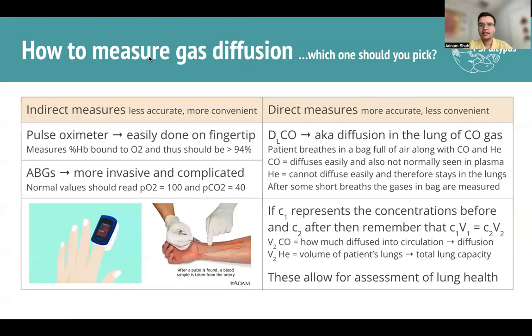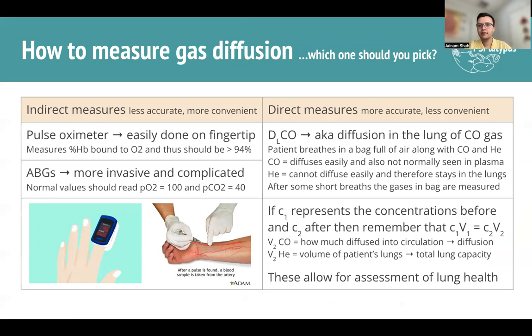So how do you actually measure gas diffusion? And also which mode of measurement are you going to pick in what clinical scenario? So you've already probably heard of a couple of these indirect measurements. These are generally less accurate. They're also a bit more convenient. So if you just need something at the bedside, they're really easy to do.